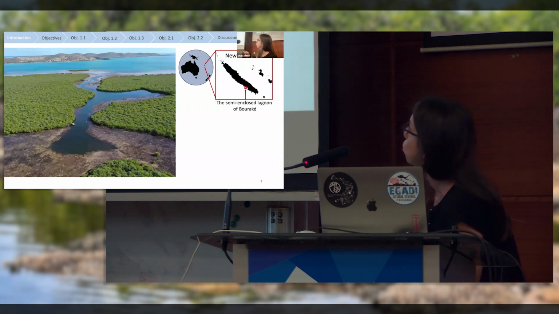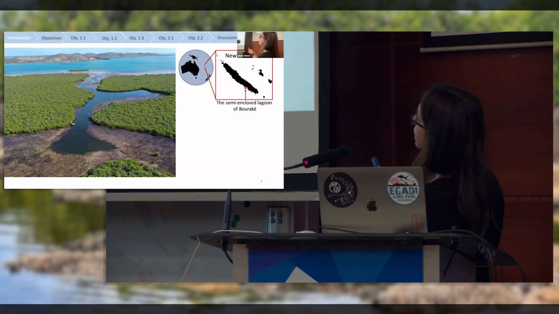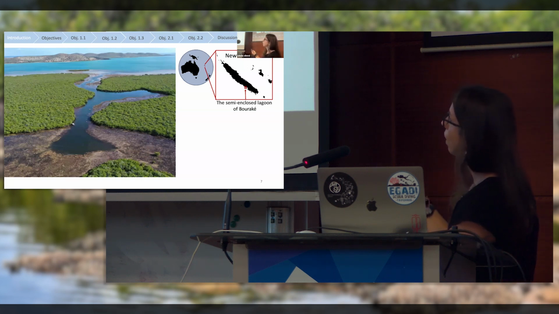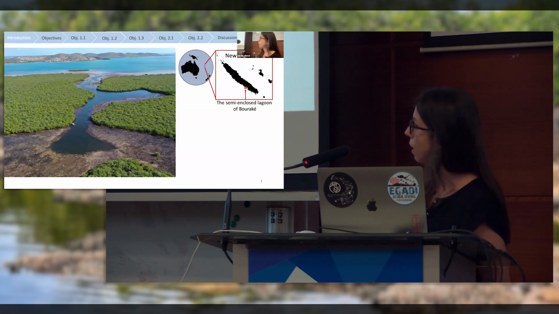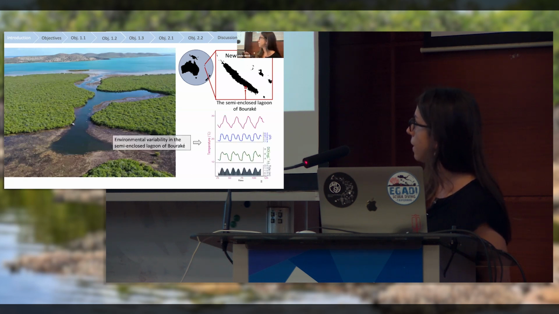The semi-enclosed lagoon of Bouraké is located on the western side of La Grande Terre in New Caledonia, and it's characterized by a channel that makes its way into a dense mangrove forest. Now, the interest of this study site is that the environmental conditions or physicochemical parameters such as pH, dissolved oxygen, and temperature can fluctuate and are connected with the tide, as we can see here.